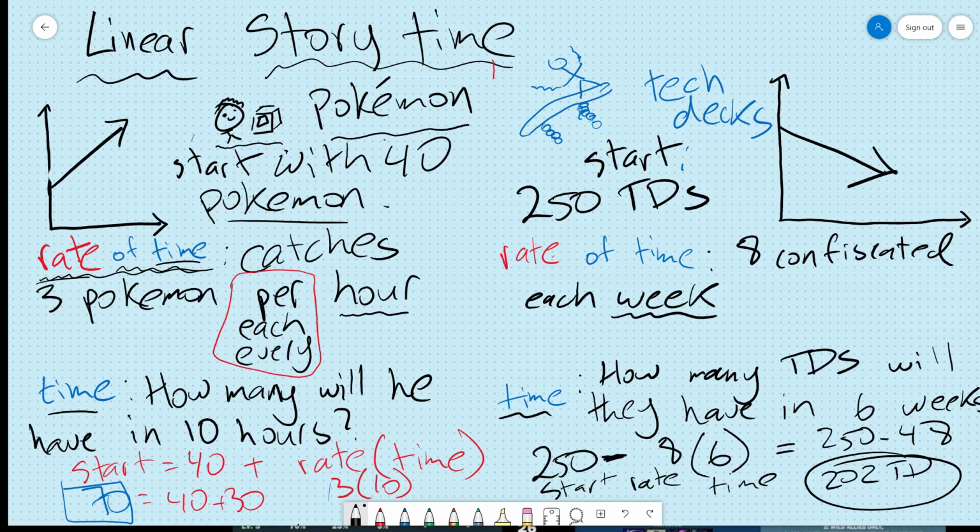Alright, that's linear stories though. This one with a positive slope, this one with a negative slope.